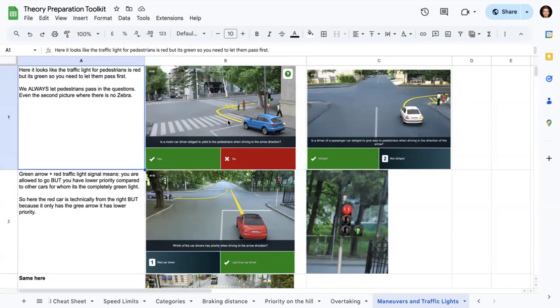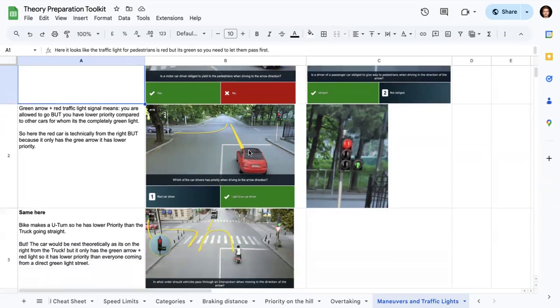So, for example, here in the first question, it looks like there is a red light for the pedestrians, but actually it's a green light just as it is for us. So we always let them pass. Also here, it's an equal road crossing and pedestrians are planning to move even though there is no zebra. We're still obliged to let them pass, okay? So we're always letting pedestrians pass, just remember that.